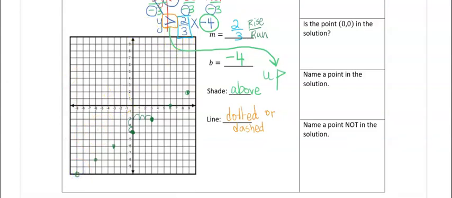Okay, so we drew our dots. So now we know this is a dotted line. So I'm going to draw my dotted or dashed line. Draw my arrows to show that this is a line. And then I'm shading above the graph. So I'm going to get a nice highlighter so we can shade above.